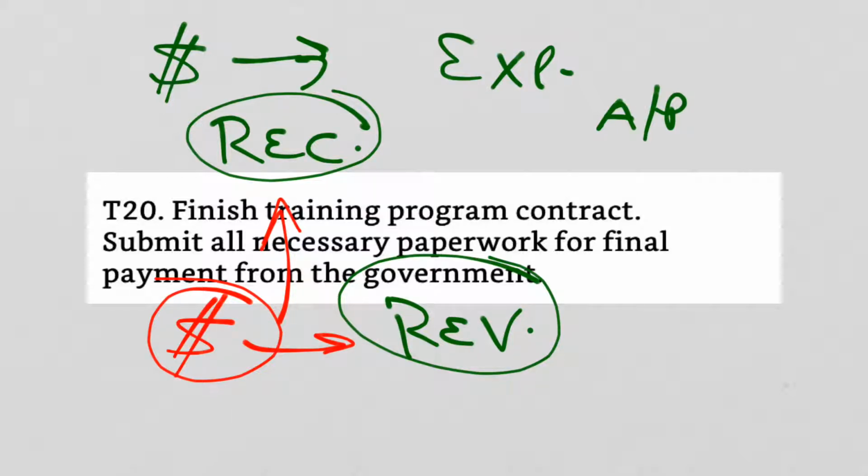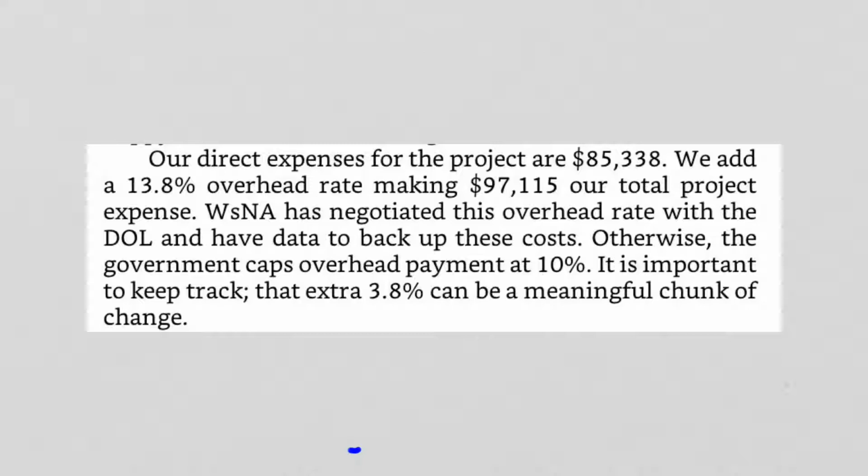And that means when we get the final money from the government, or whoever's giving us this contract, the cash will come in, and we'll just simply credit the receivable. And that basically finishes the transaction. In this particular case, we'll point out something not necessarily totally new, but a little bit, and that is our direct expenses in this project turned out to be, for purposes of example, $85,338.